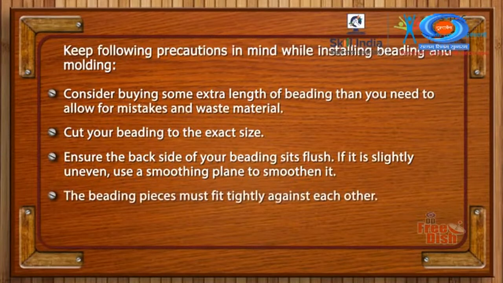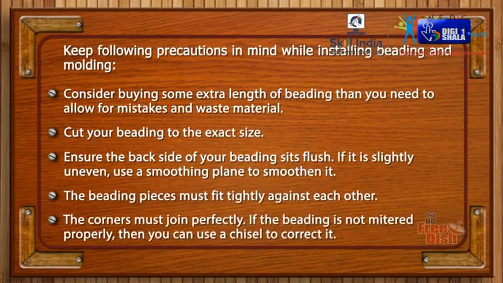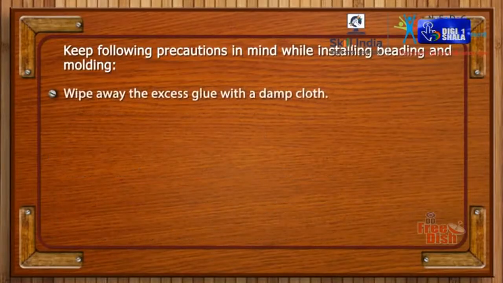The beading pieces must fit tightly against each other. The corners must join perfectly. If the beading is not mitered properly, then you can use a chisel to correct it. Wipe away the excess glue with a damp cloth.